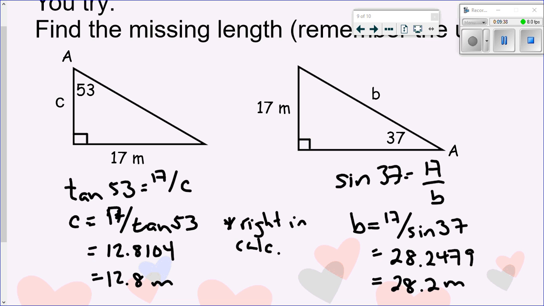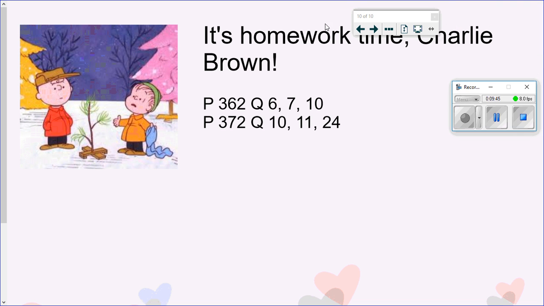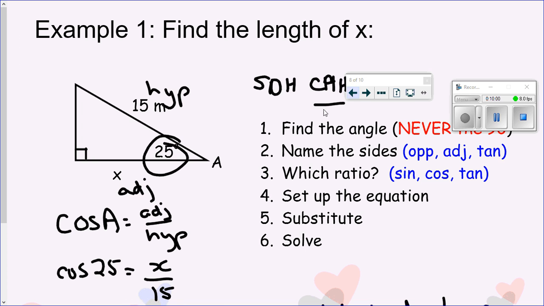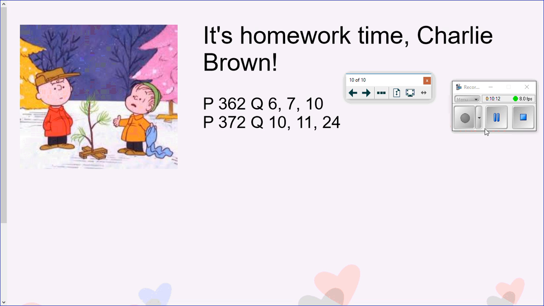Okay, guys, that's it for the lesson. I'm sure in real life you would probably ask me for 1 or 2 more examples, but I'm hoping that's good enough. Worst comes to worst, replay it. But the gist of it is: find the angle, name the sides, set up the equation, fill in the values, and then use your algebra skills to solve. Here's your homework. Good luck, guys.